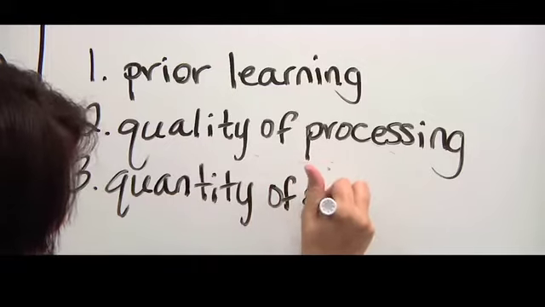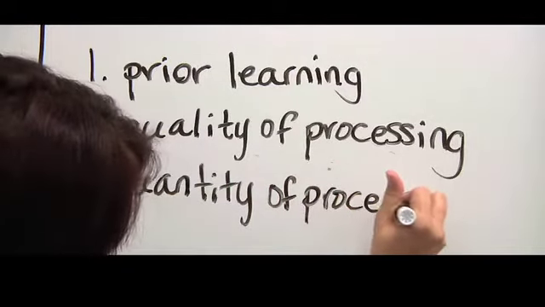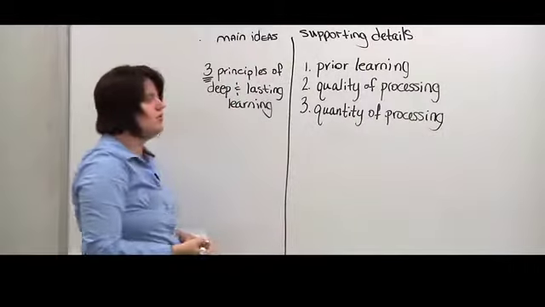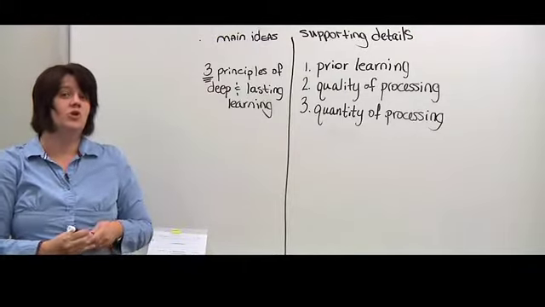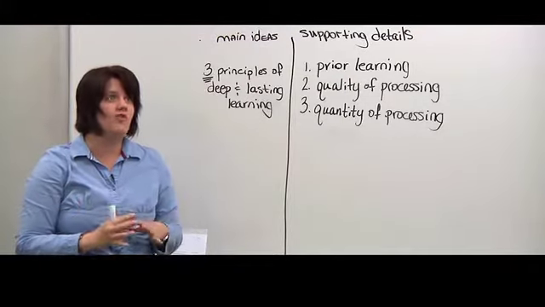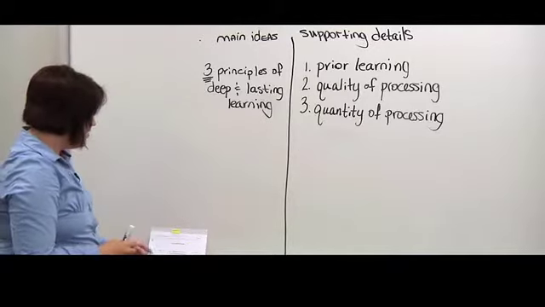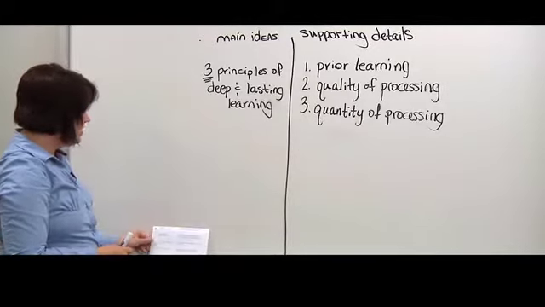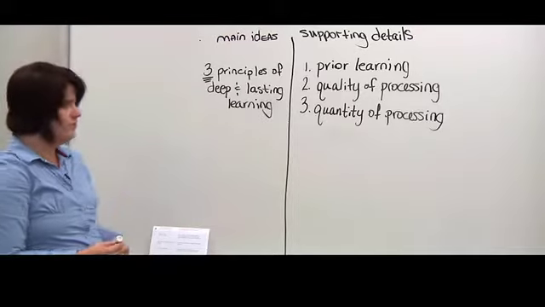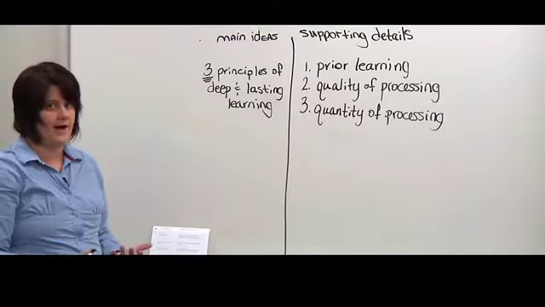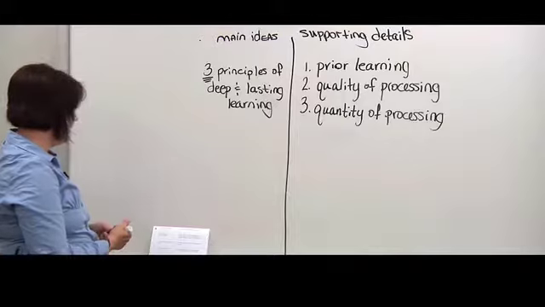How much stuff do you process? How much information? We don't want to process too much. We don't want to overload our brains to where we can't remember everything, but we want to study enough. We want to study it enough times so that we remember it.